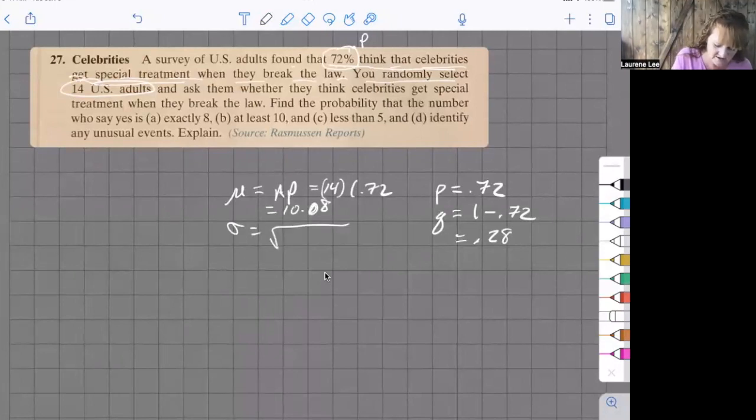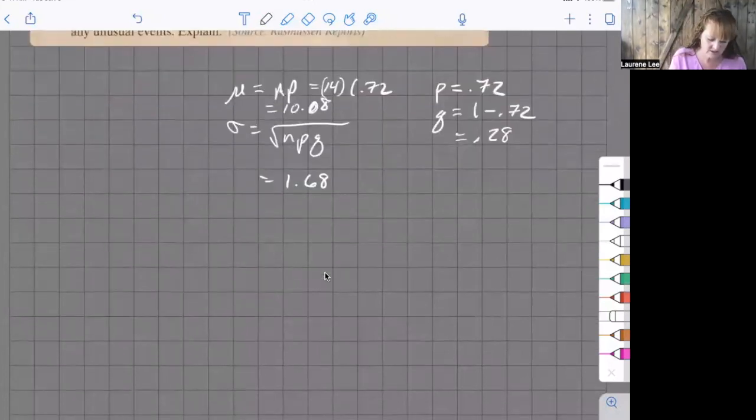The sigma is going to be the square root of NPQ. So I'm going to go the square root of N, which is 14, times 0.72 times 0.28. And I get 1.68. So again, you could call that 1.7 if you want to kind of make it easy on yourself. All I'm looking for in your picture is that it's roughly drawn correctly.